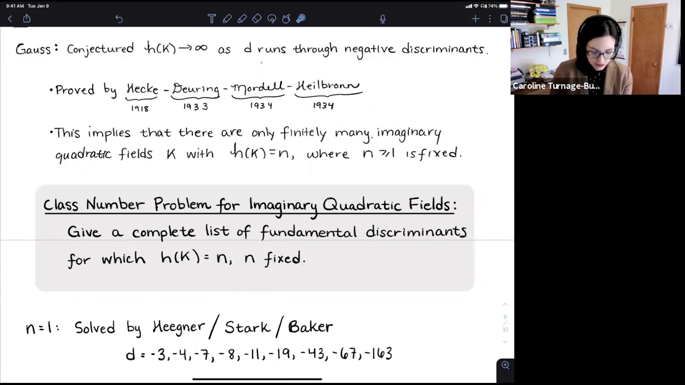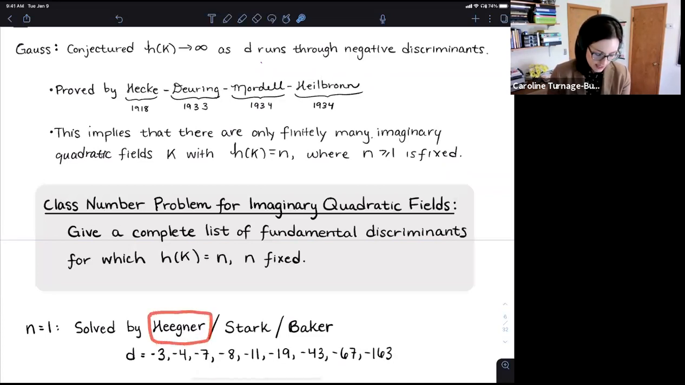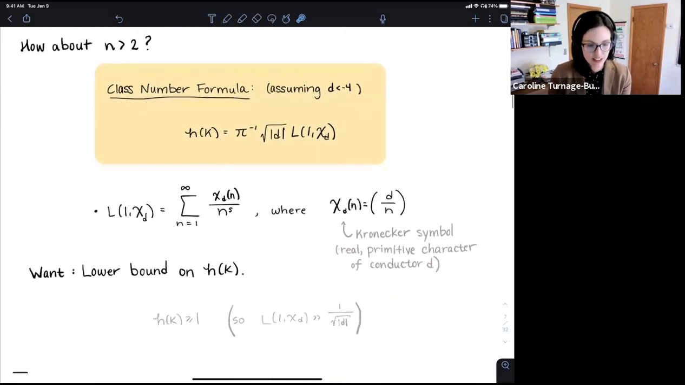All right, so when the class number is 1, meaning we have unique factorization, this was proved in a different way by a collection of authors: Heegner, Stark, and Baker. And here's the list of the fundamental discriminants with class number 1. The story is Heegner was a high school teacher and first proved this, and his work wasn't initially accepted. Later, Stark and Baker around the same time proved this result, and then Stark went back and proved that Heegner's approach was valid. So that's n equal to 1, and now you might say, well, what if n is greater than 2?